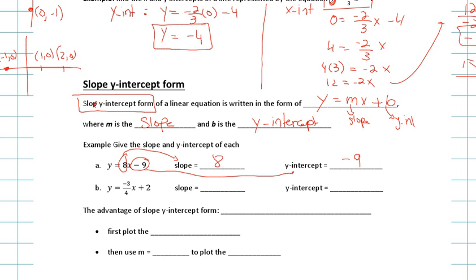What will be the slope for the second one? Negative 3 over 4. How about the y-intercept? 2.